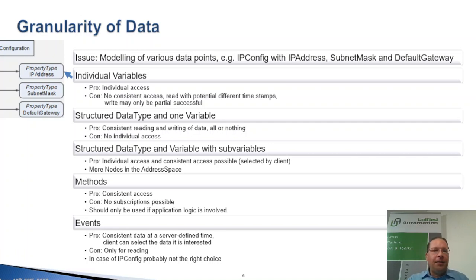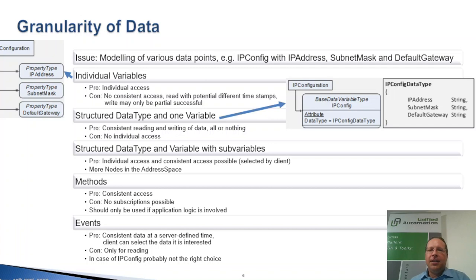In order to avoid this, and I guess in this example it makes sense to set this all at once, you can create a structured data type and then just have one variable with that structure. Then it's always consistent. You read out everything in a consistent manner and write it in a consistent manner. The negative thing is that you cannot access the stuff individually. If you're only interested in the IP address, you always get the subnet mask and the default gateway as well.